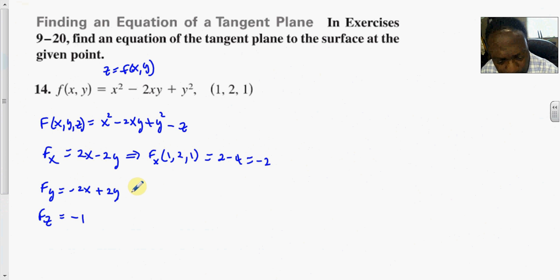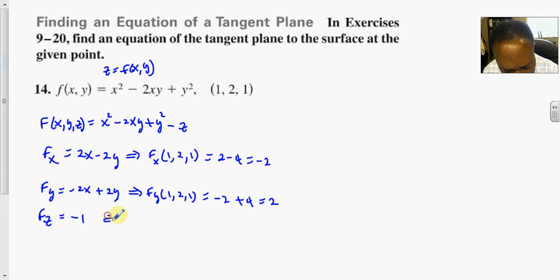or negative 2. You evaluate this partial at the point 1, 2, 1. This is negative 2 times 1, so that's negative 2. Then this is plus 2 times 2, or 4. And this gives us positive 2. And to evaluate this partial at the point, well, this partial is fixed. So we get negative 1.